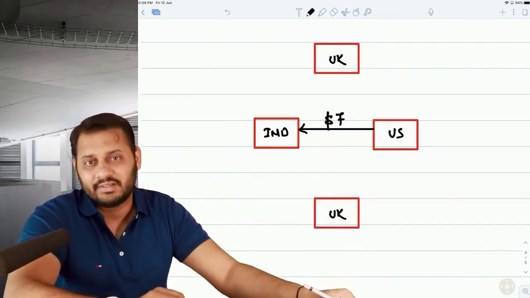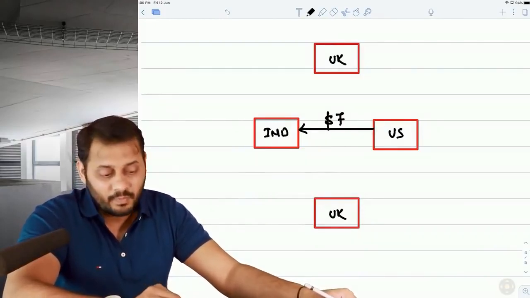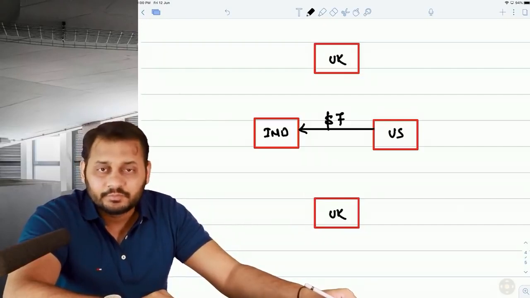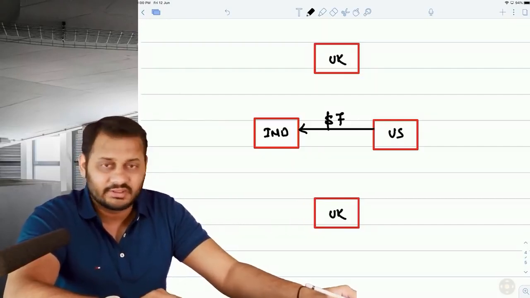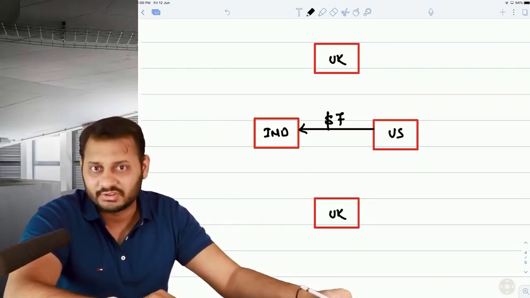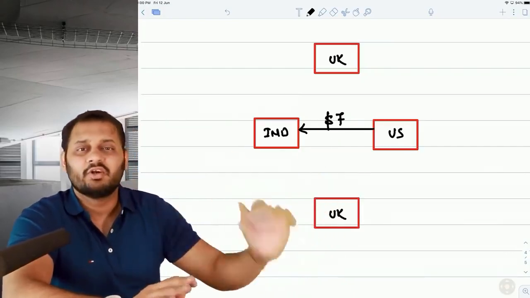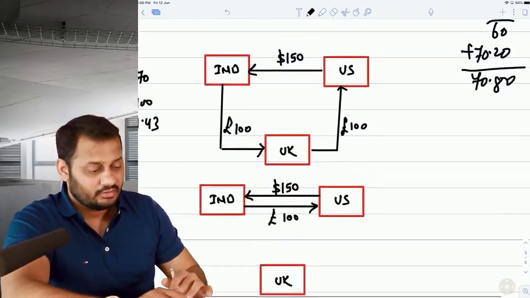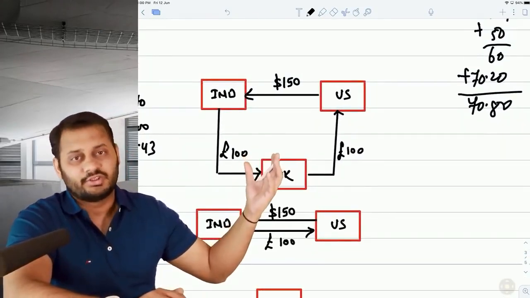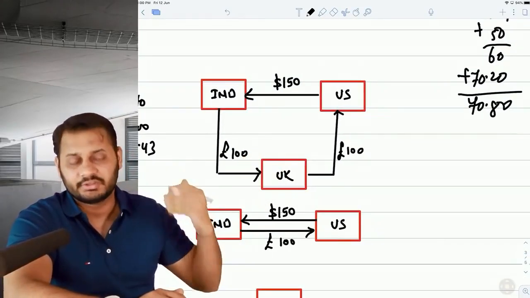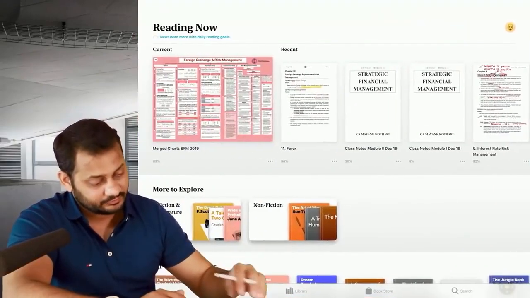This is called netting. Internal transactions have been done, setting off has been done, and that's how we have reached this. This is how we have reduced the risk. Now whatever the exchange rate, only $7 is exposed. Earlier a lot of money was exposed because of exchange rate changes. So this is called netting.